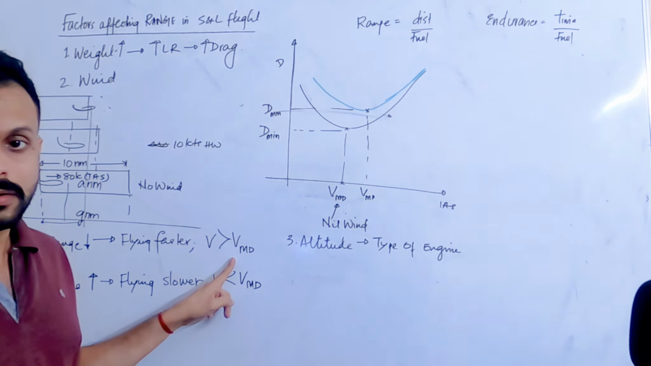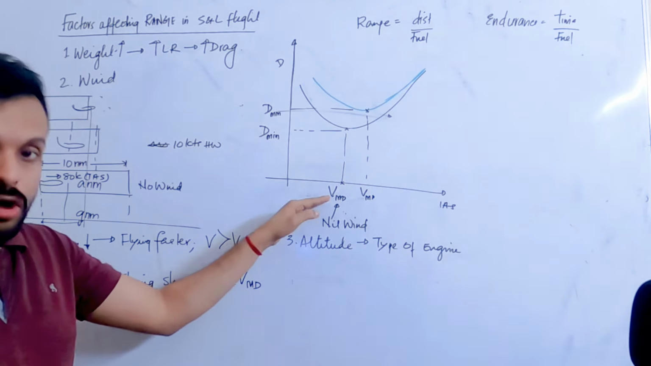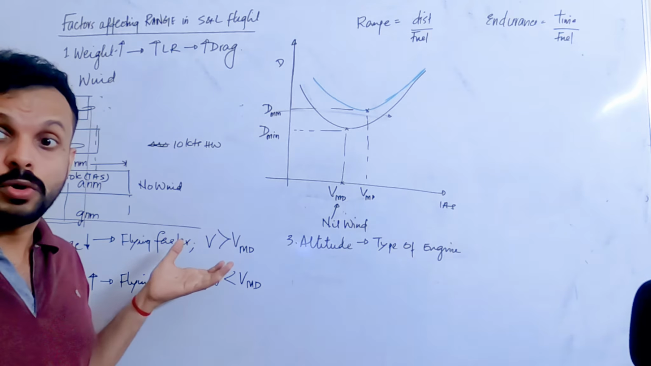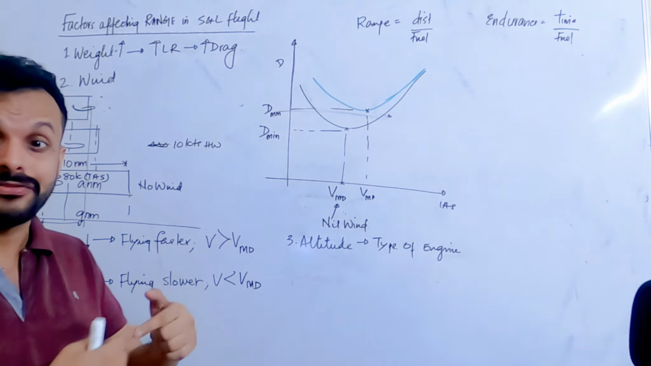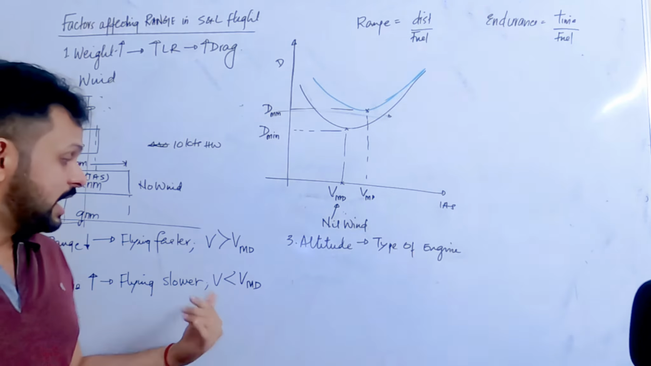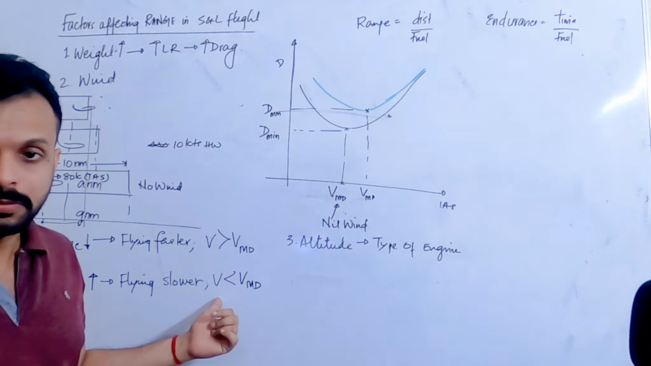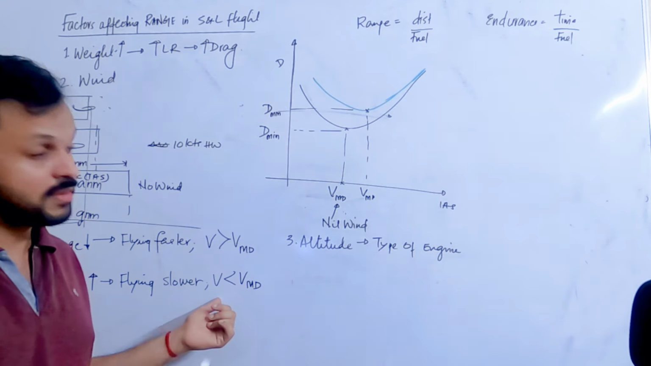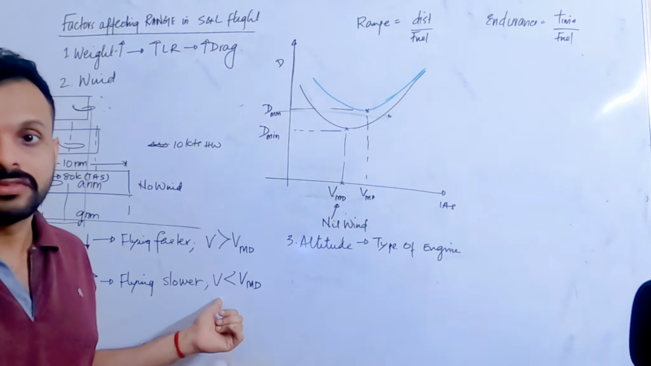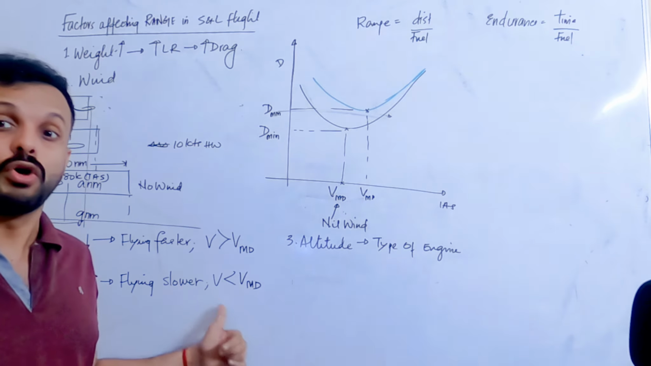If you fly at minimum drag, no. If I fly at minimum drag speed, that is not going to give me maximum range because the effect of headwind is going to reduce the drag. I have to fly faster. In the tailwind, if I fly at minimum drag speed, the tailwind is already pushing me forward, which means my speed is higher, my drag is going to be higher, and therefore my range will reduce. Therefore, I have to fly slower in the tailwind.